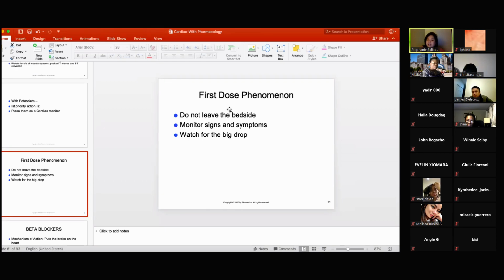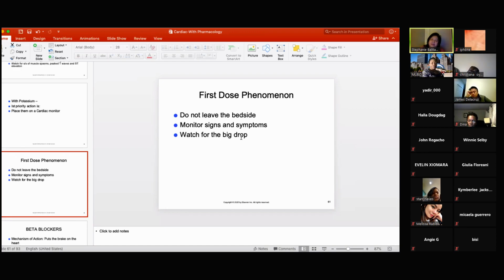Monitor for signs and symptoms of hypotension. Because what if you're giving a dose that's too strong? Then the blood pressure is 200, and all of a sudden you're down to 80. So you want to watch out for that phenomenon. That's why they do not want you to leave the bedside. Stay at the bedside. Watch. Just make sure there is no big drop.